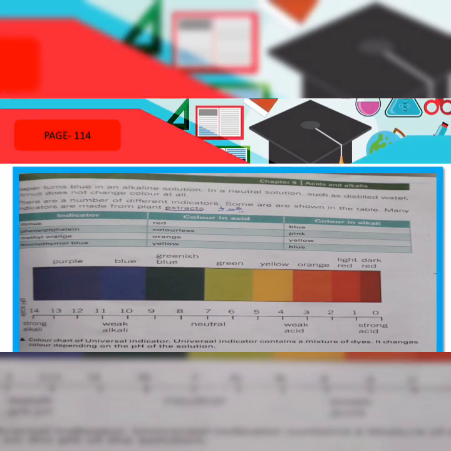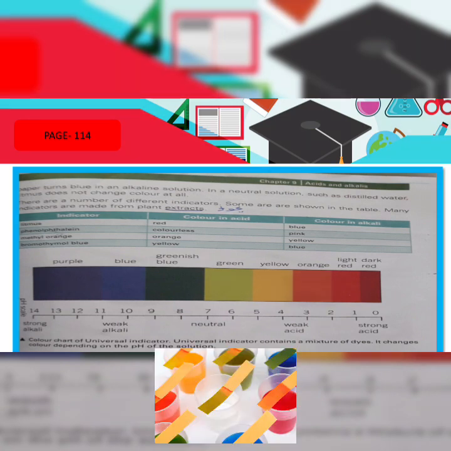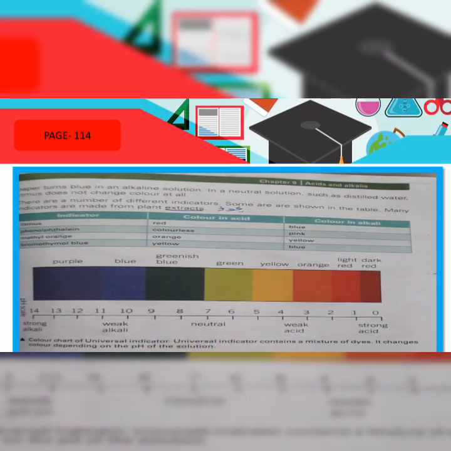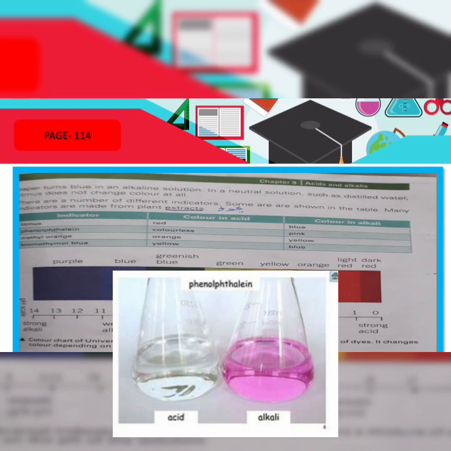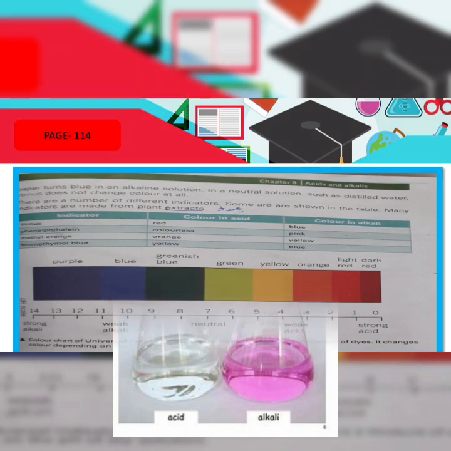Below we have given a table which is showing the different indicators. And you know that many indicators are made from plant extracts. So let's start. The first indicator given in the table is litmus. And in acid it will show red color. On the other hand, in base it will show blue color. Next one is phenolphthalein, which is colorless in acidic solution. On the other hand, it shows pink color when it is added in the alkalis or basic solutions.